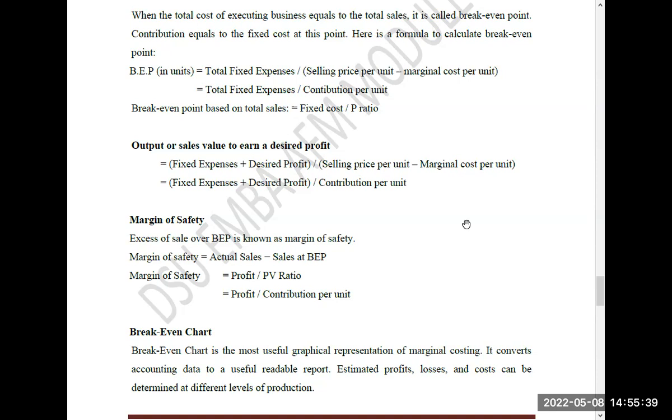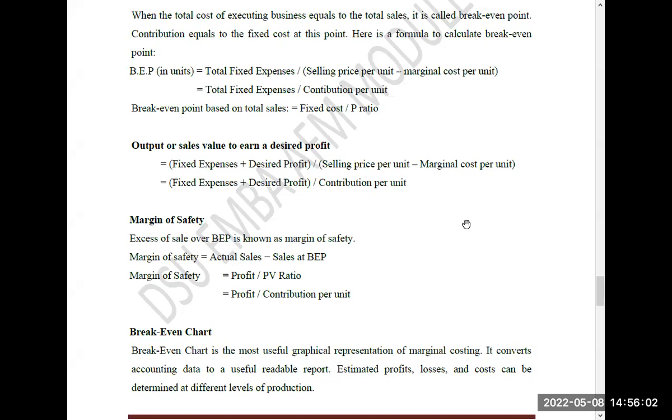Within 10,000 units, I'm getting my no profit, no loss. Any units I sell beyond the 10,000 are all safe for me. Margin of safety is nothing but the excess of total sales or actual sales minus break-even sales. That's what is given here. Look at the formula: actual sales minus break-even sales.